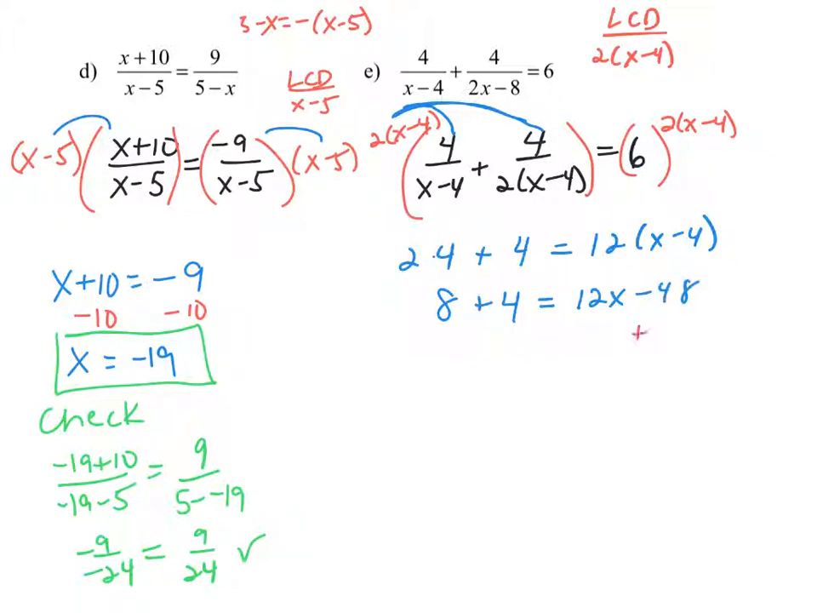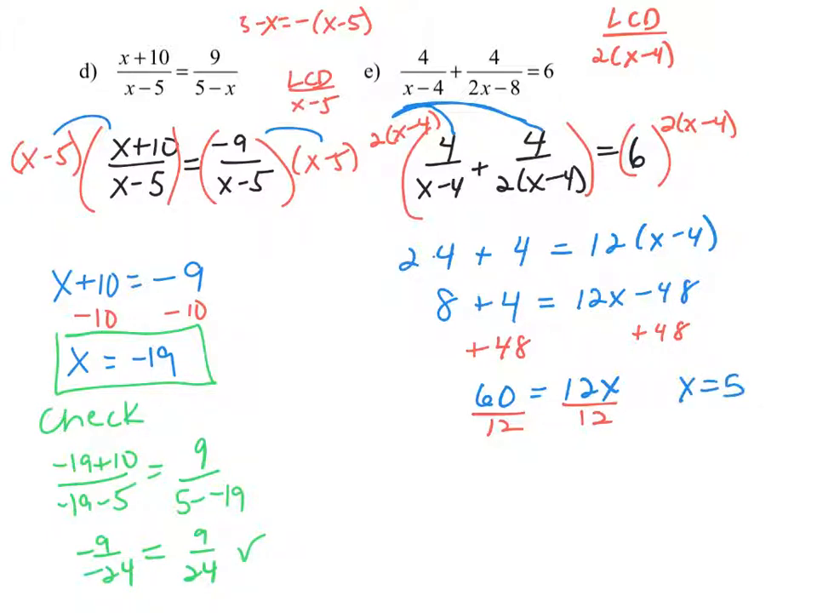We can add 48 to both sides. And 8 plus 4 plus 48 gives us 60 is equal to 12x. Divide both sides by 12 to get x is equal to 5.